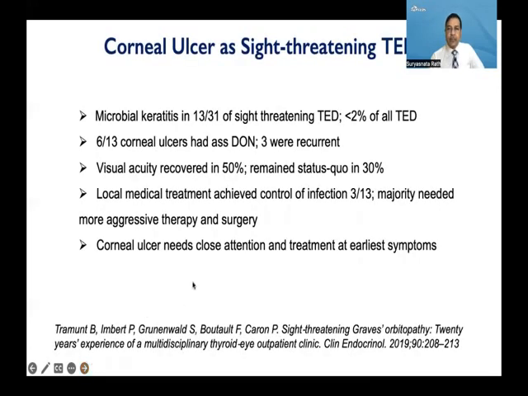Another large series published from over 2 decades of experience with TED showed less than 2% had corneal ulcers. Here, however, 50% had associated dysthyroid optic neuropathy. Again, suboptimal visual recovery and aggressive therapy was necessary in management.